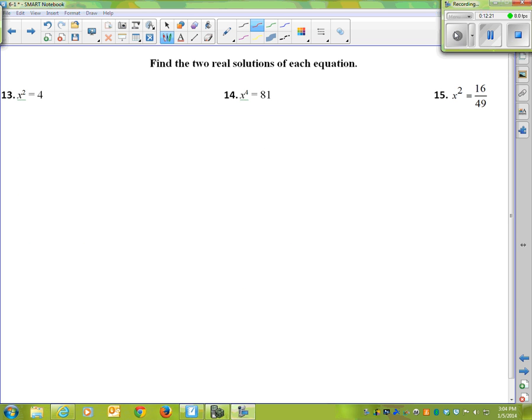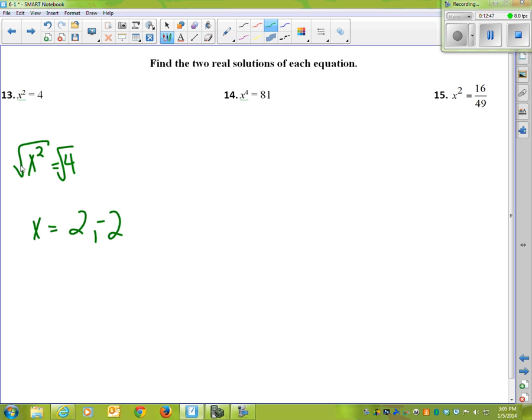All right, our last type of problem is finding real solutions for each equation. In the first one, x squared equals 4. To get rid of a square, I do the opposite, which is a square root. And if you square root one side, you square root both sides. So x is equal to 2 and negative 2, because again, this was a positive root.